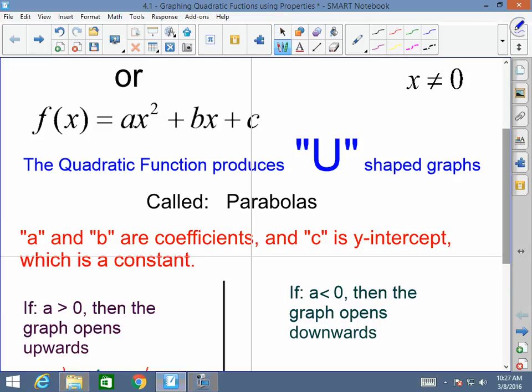So right off the bat, the number that's by itself, the c, is the y-intercept. How come? Well, the y-intercept is the y value on the y-axis when x is 0. If x is 0, that goes bye-bye, that goes bye-bye. I'm only left with c. So my y-intercept is the c value.